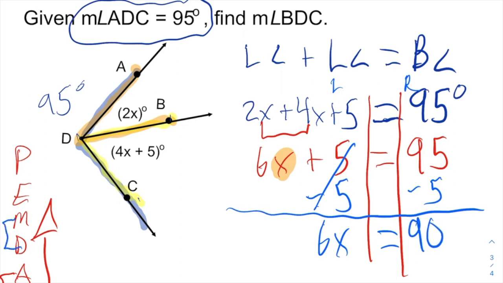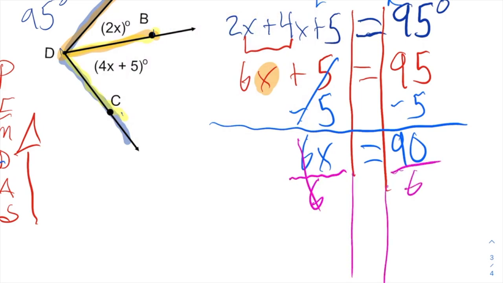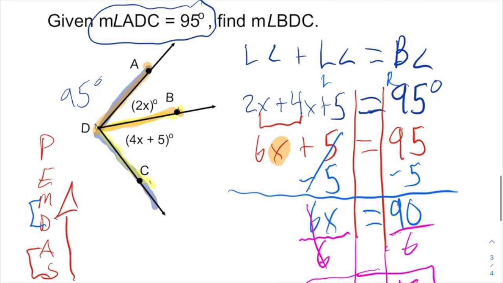Now, let's keep moving. Multiplication and division are on the same level. This says 6 multiplied by x. So if I need to undo 6 multiplied by x, I'm going to divide by 6 so that this cancels out. But it's an equation, so anything I do on the left side, I also need to do on the right side. So 90 divided by 6 is 15. So x equals 15.